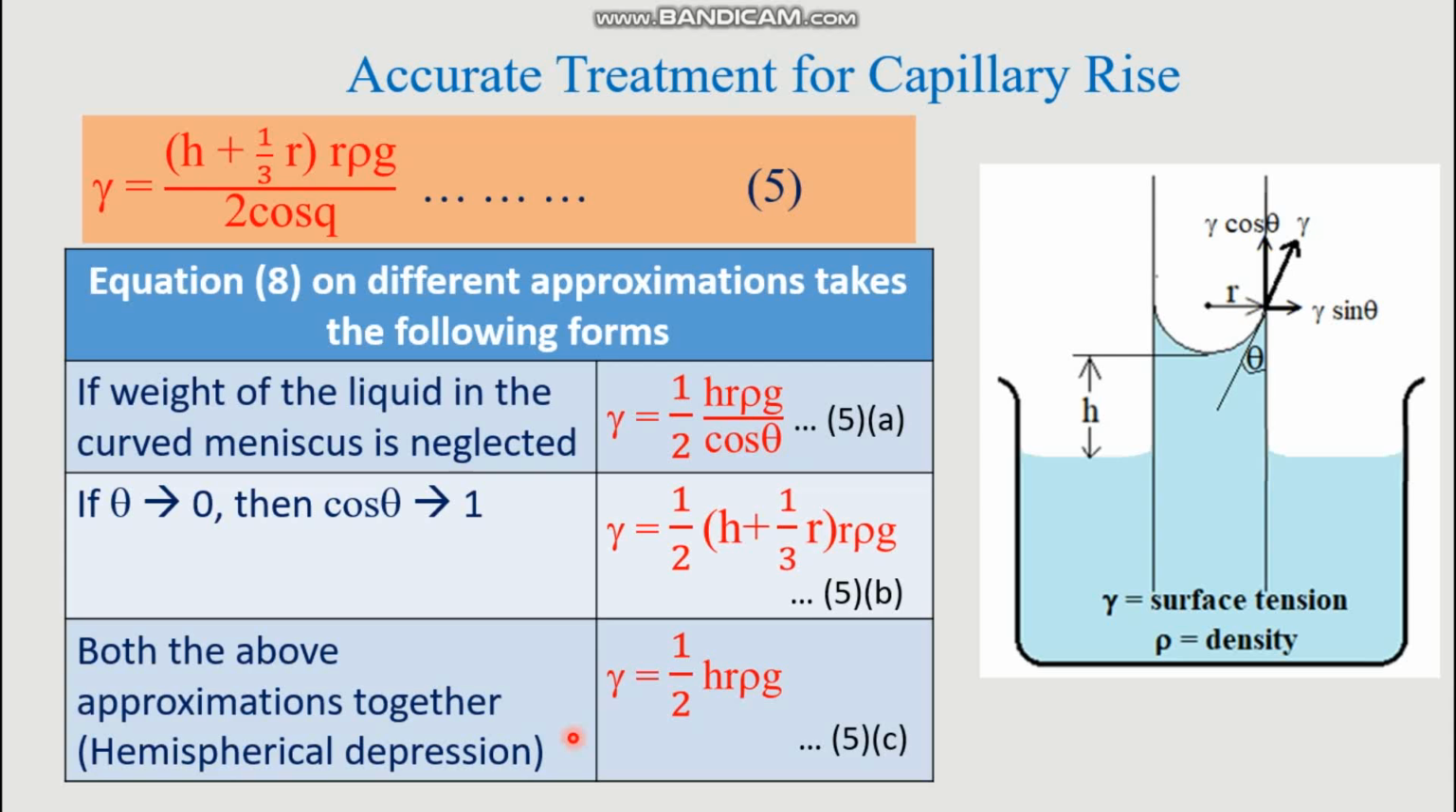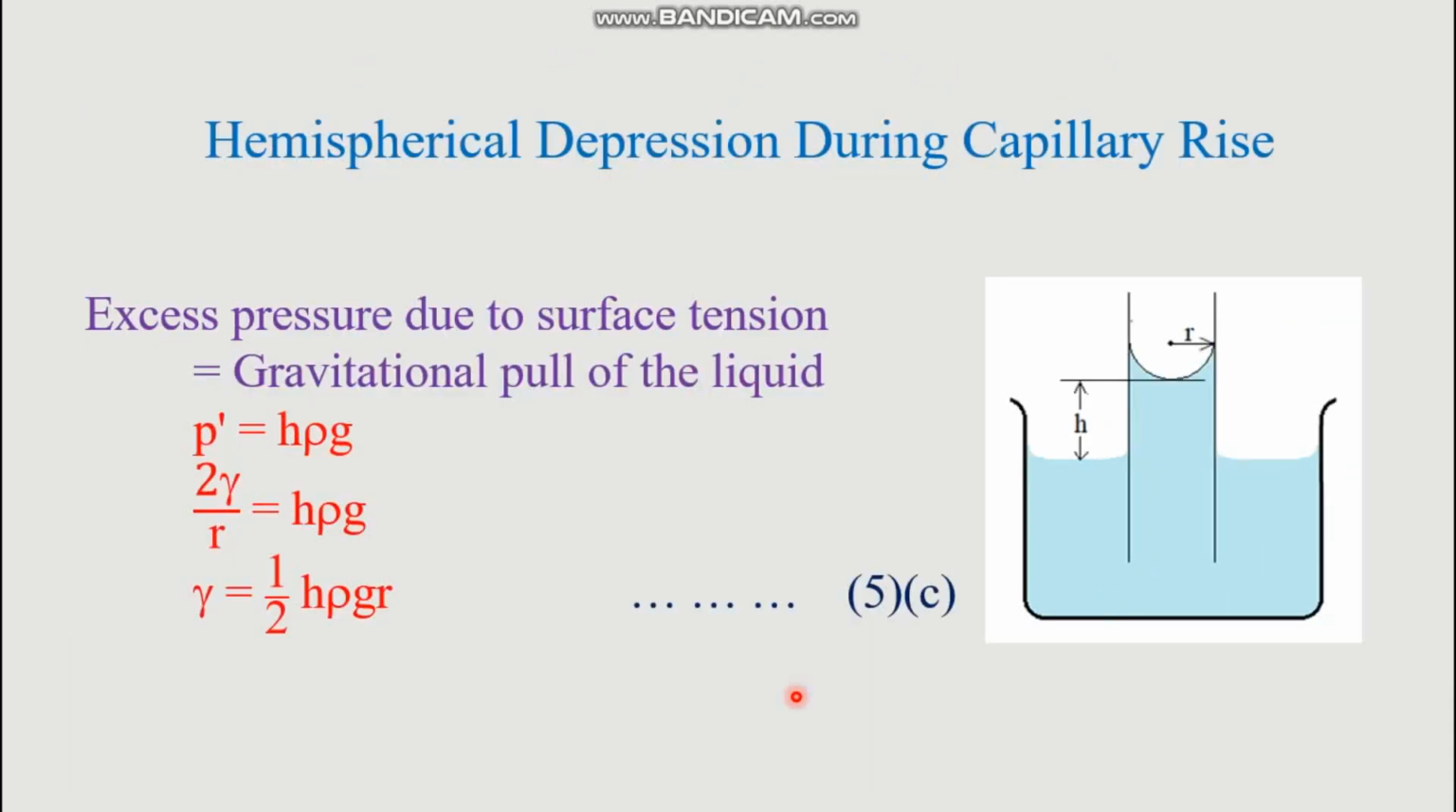But if theta, the contact angle, is taken to be 0, and the weight of the liquid within this meniscus has been neglected, then equation 5c was derived: gamma equals half h rho g r. Now move on to the previous slide. Here also gamma equals half h rho g r. So this is a cross verification that our calculation for an air bubble within a liquid was correct.